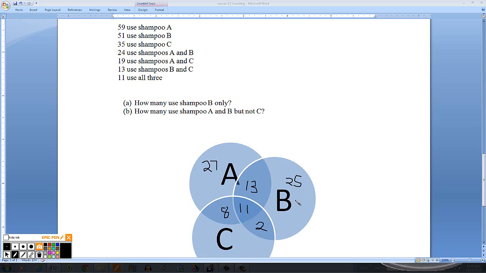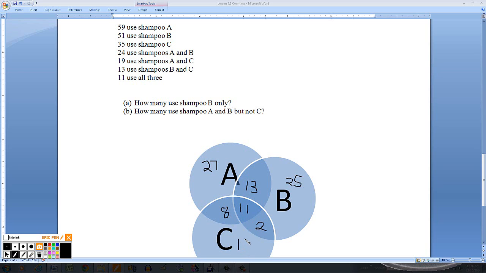Now, the next one says 35 use shampoo C. So let's go to circle C. I already have 3 regions filled out, and the total in those regions should be 35. So add the 8, the 11, and the 2. That's 21. Subtract it from 35. That's going to give me 14.